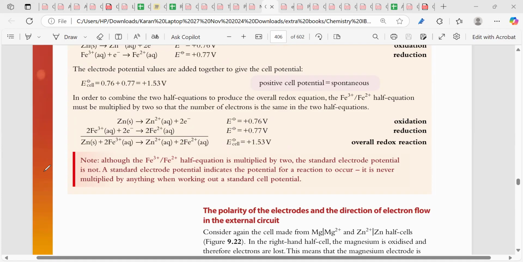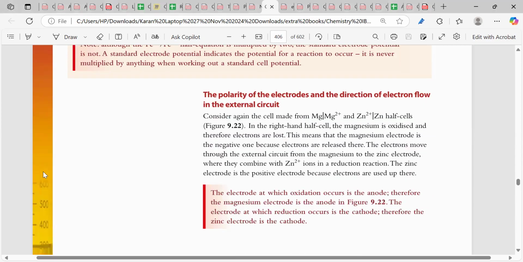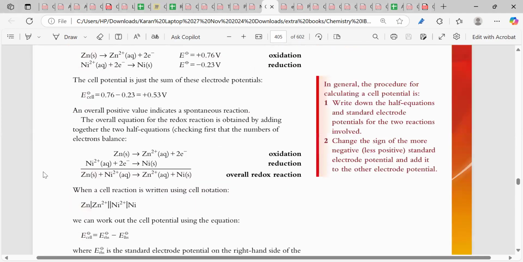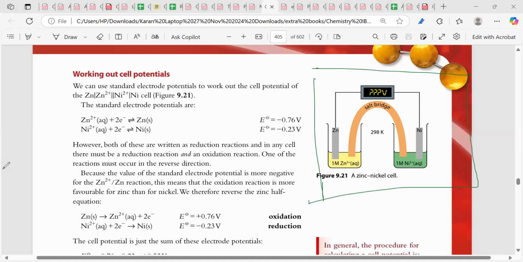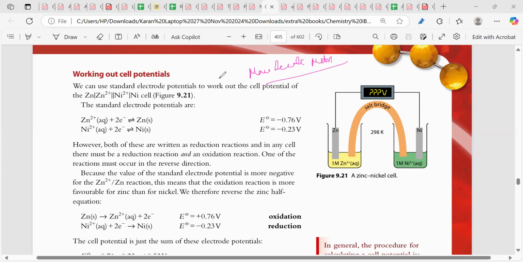Now see, there's a very important part you have to understand: the polarity of the electrodes. This is a very common question of the boards, right? Now write down this trick. If you get a multiple choice question like this, what to do? Remember one thing, you have to take the more reactive metal. More reactive metal means higher up in the electrode potential. Is it clear?